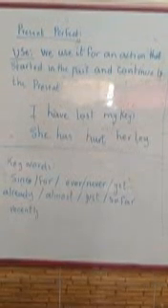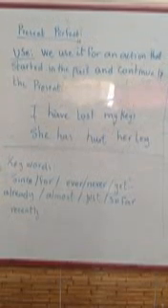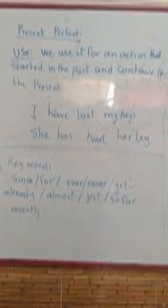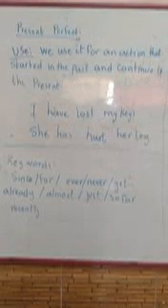First, let's start with the use of the present perfect. We use it for an action that started in the past and continues to the present. For example, here we have: I have lost my kids. This means that I lost my kids and till now I didn't find them.